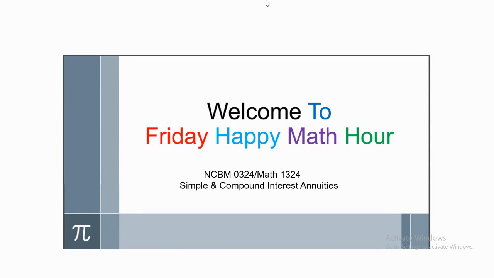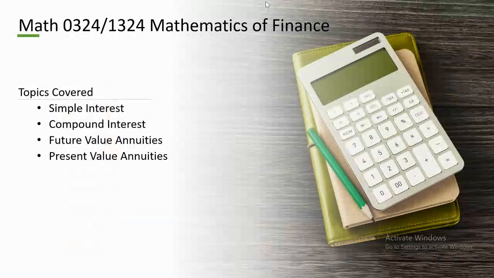Today I'm going to cover simple and compound interest annuities. These are the topics covered. Simple interest comes from section 5.1. Compound interest comes from section 5.2. Future value annuities 5.3 and present value annuities 5.4.